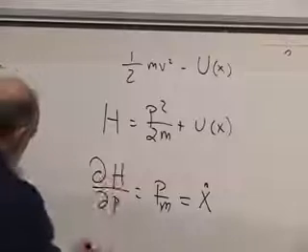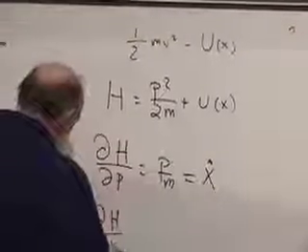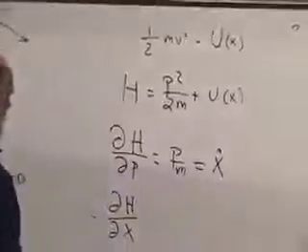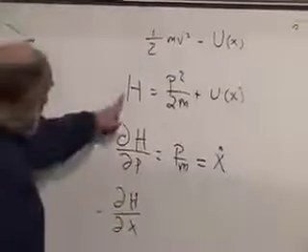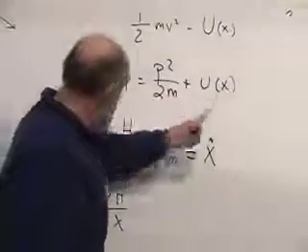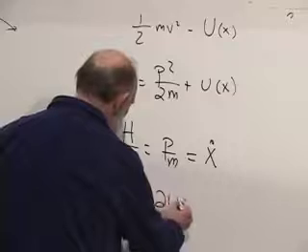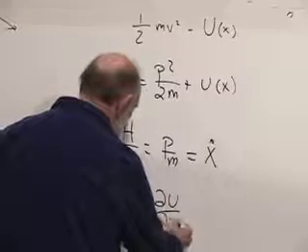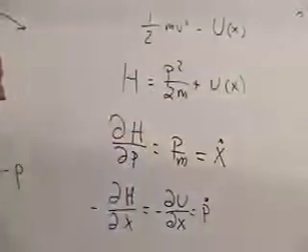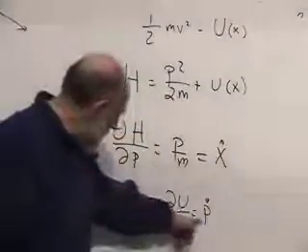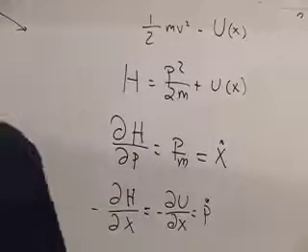And what about the other equation? Minus dH/dx should equal p dot. dH/dx is just dU/dx, so minus dU/dx is equal to p dot. Well, that's just Newton's equation: mass times acceleration is equal to force.